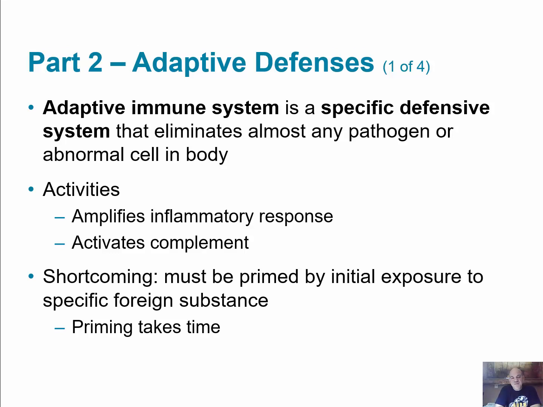The adaptive immune system is a specific defense system that eliminates almost any pathogen or abnormal cell in the body. The activities of the adaptive immune system include amplifying inflammatory response and activating complement. The shortcoming to the system is that it must be primed by an initial exposure to a specific foreign substance, and this priming does take some time.